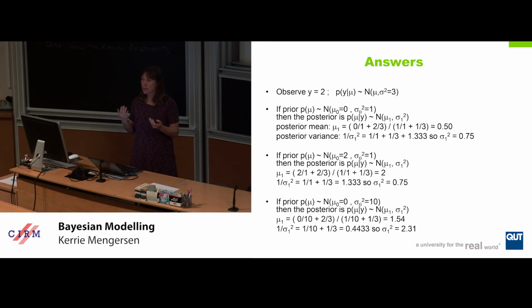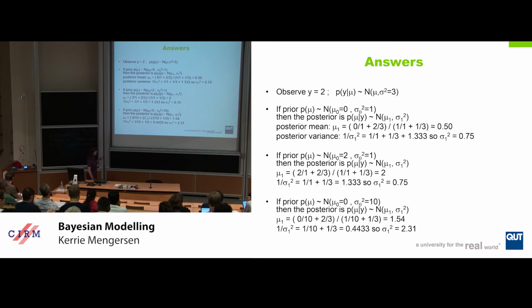This is a weighted combination of my data and my prior. Similarly down here, my prior is now much more diffuse. So I see a value of two, my prior is more diffuse, so I move much more closely to my data. So it's this combination of my data and my prior.